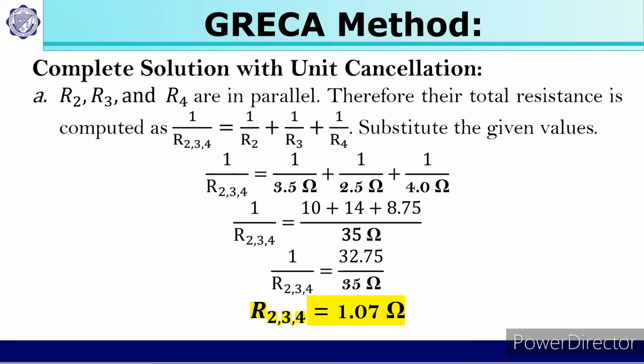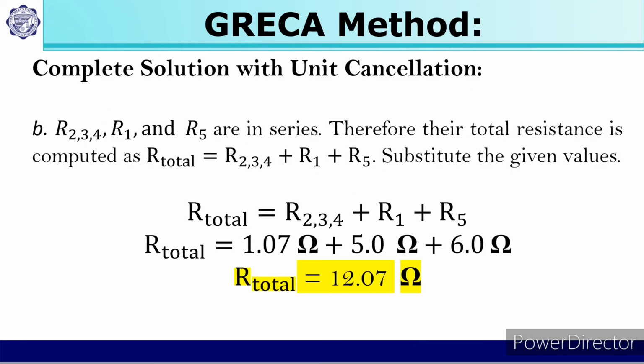Then what we do now is to cross multiply to isolate resistance 2, 3, and 4. The answer is 35 ohms divided by 32.75, we have 1.07 ohms. So try to analyze the problem and compute it on your own calculator.